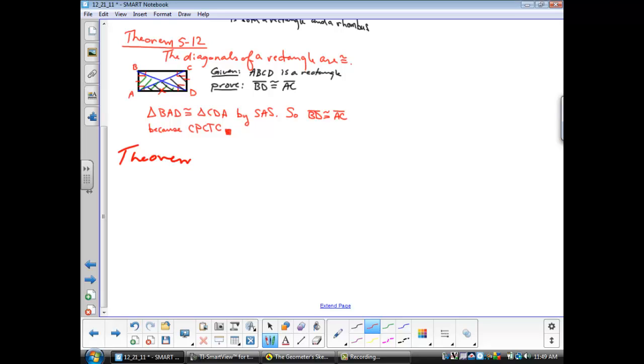How many theorems are we doing? We got 3 more. Well, we'll do as many as we can. 5 more. The diagonals of a rhombus are perpendicular.